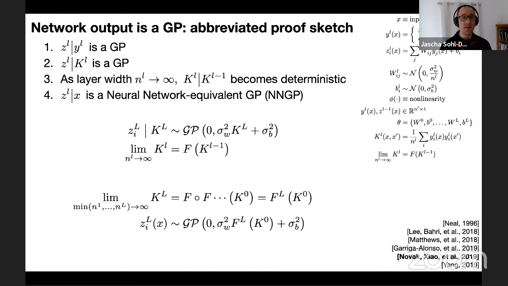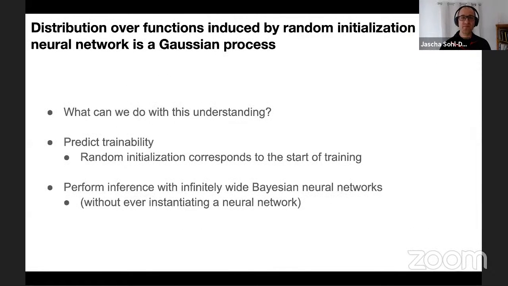So the distribution over functions computed by a neural network after random initialization is described by a Gaussian process with a particular compositional kernel, which we know how to compute. So that's pretty cool.